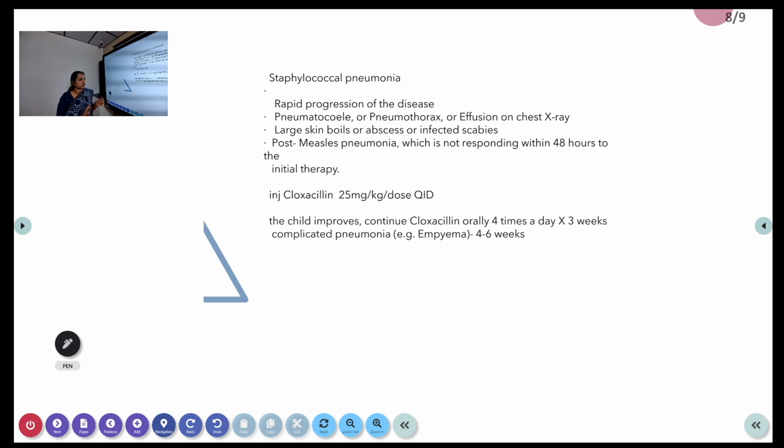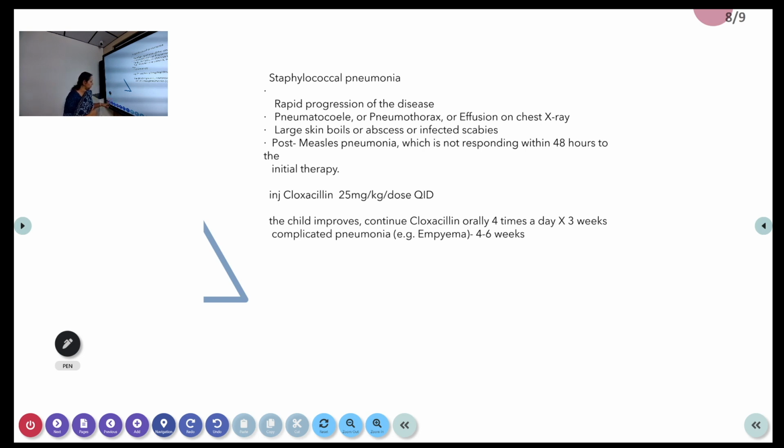The dose is 25 mg per kg per dose QID, that is 4 times daily, you have to give cloxacillin. Always remember, usually for pneumonia the treatment is for 7 to 10 days. But for staphylococcal pneumonia it has to be given for a long time, like 3 weeks. And if there is some complication like empyema or pneumothorax, cloxacillin will be given for up to 4 to 6 weeks. That is the duration of therapy.